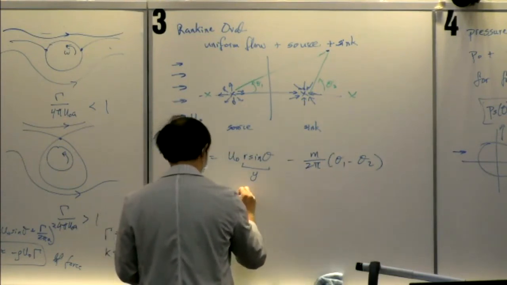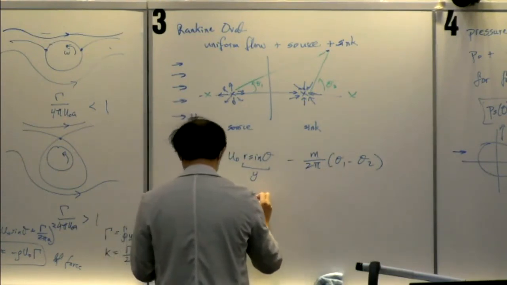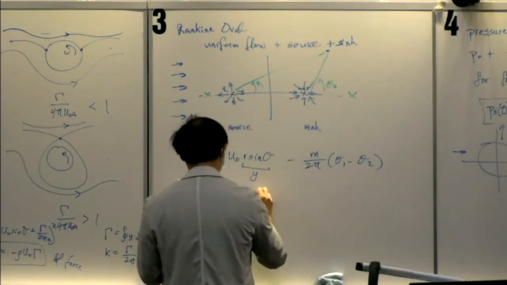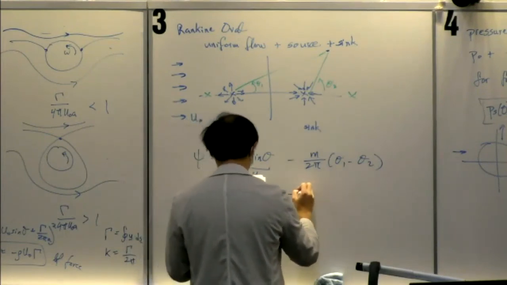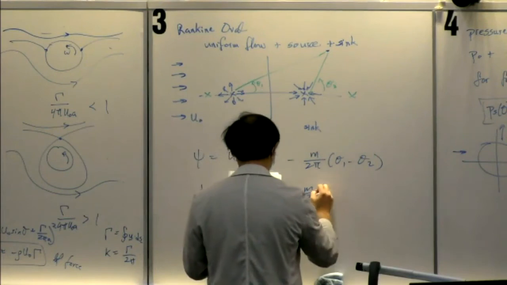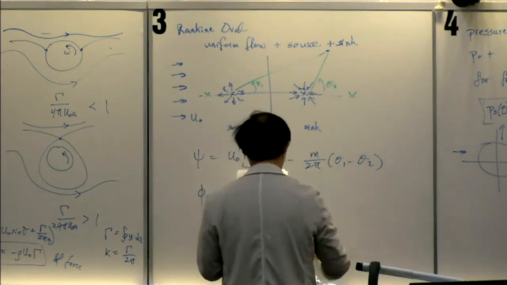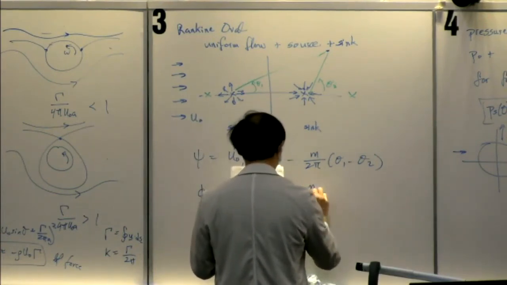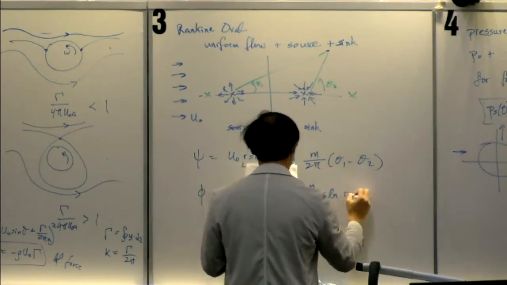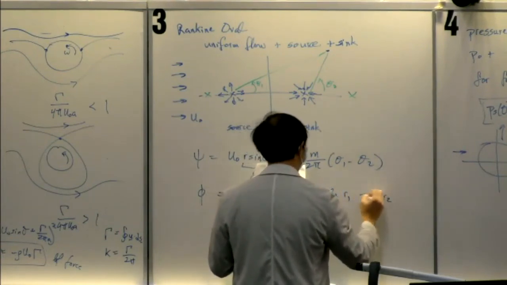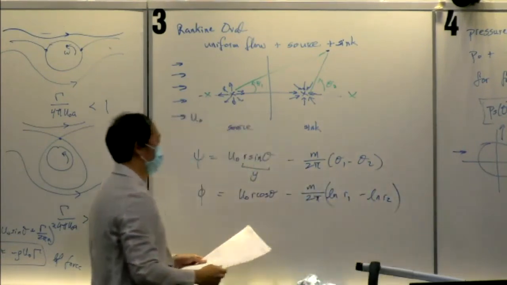And this one is U naught r cosine theta minus m over 2 pi, log r1 minus log r2. Natural log.